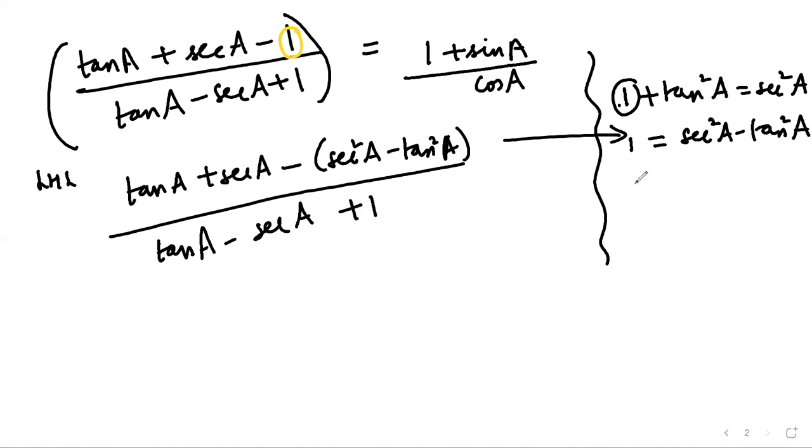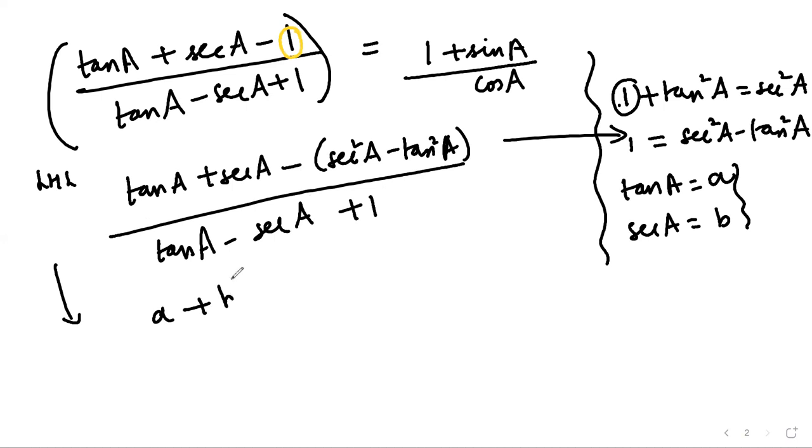So some small substitution. Let tan A be equal to, let's say, some A. Let secant A be equal to some B. This is a simpler way for us to understand. So wherever there is tan, I put A, and wherever there is secant, I put B. So tan A plus secant A is A plus B. Minus, what is secant square? B square, isn't it? Tan square is A square.